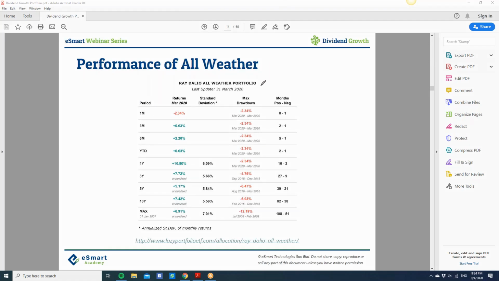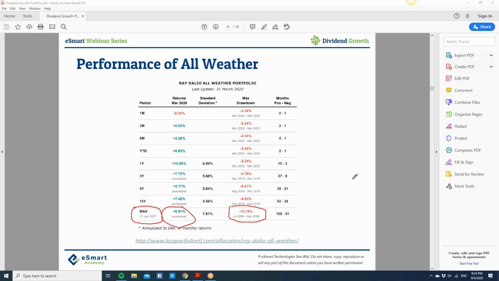Okay, so just to share with you, this is the all-weather portfolio performance statistics. Okay, so you can see here, max means all the way back to January 2007. Okay, so 2007 until today, 2020, somewhere about 12 to 13 years, right? The average annualized return is about 6.9%. Okay, but the worst drawdown is only 12%.